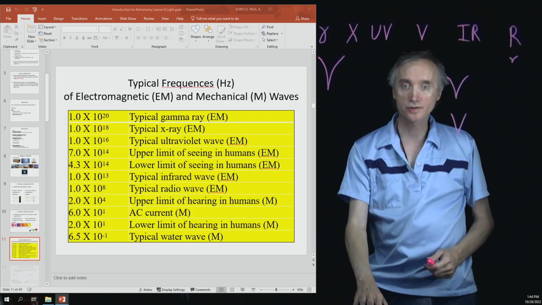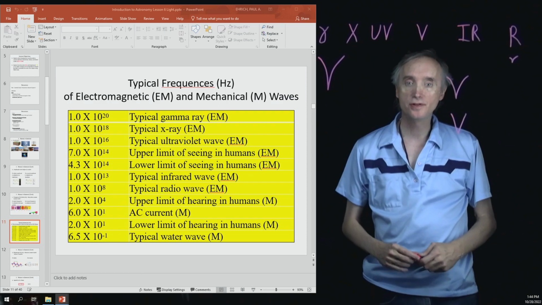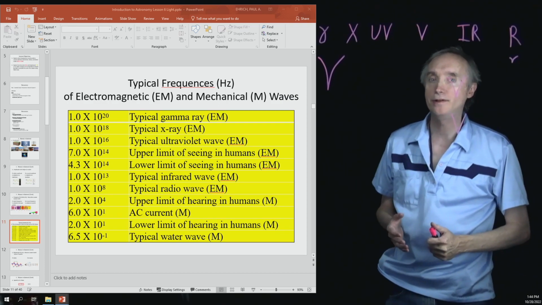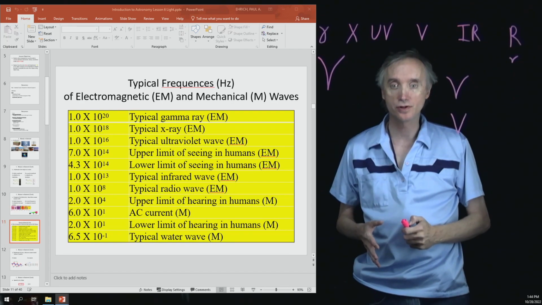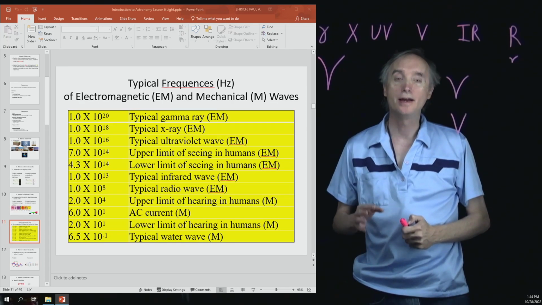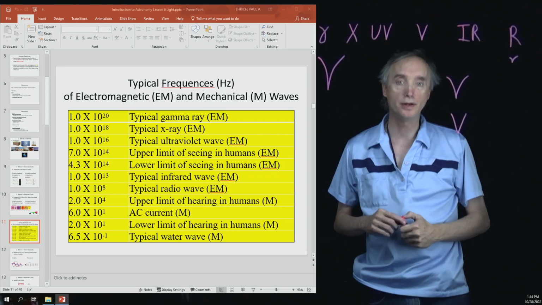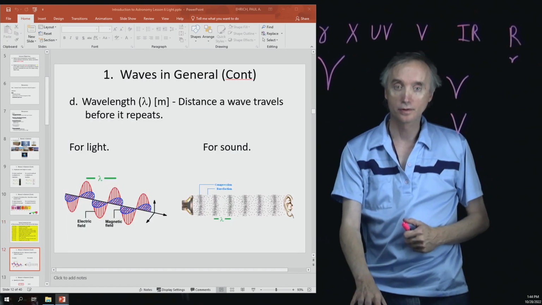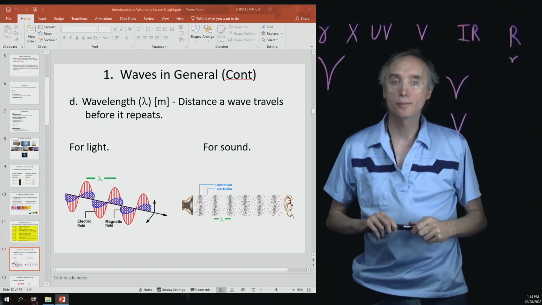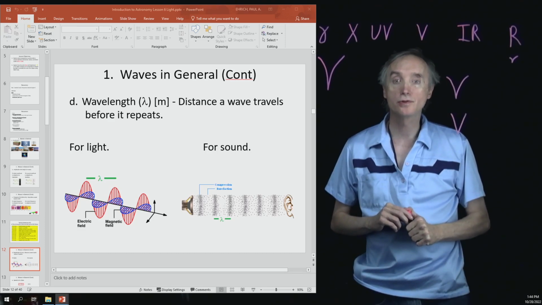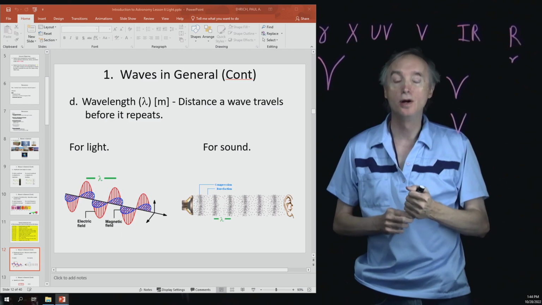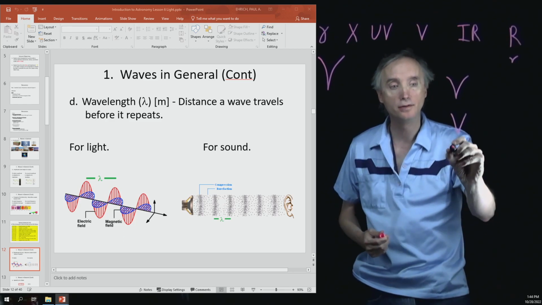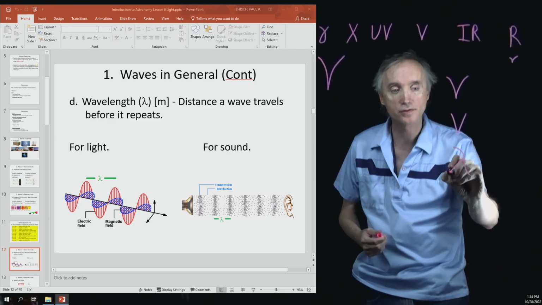Okay, let's go to our next one here. This just gives you a range of different electromagnetic waves, so you can see how small they are and also how large they can be. Another property of a wave is going to be its wavelength. And this time we're going to use a symbol that looks like this.